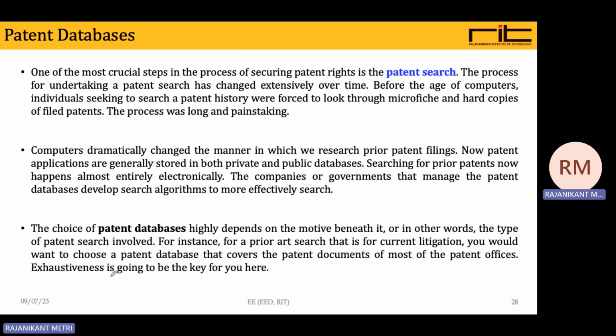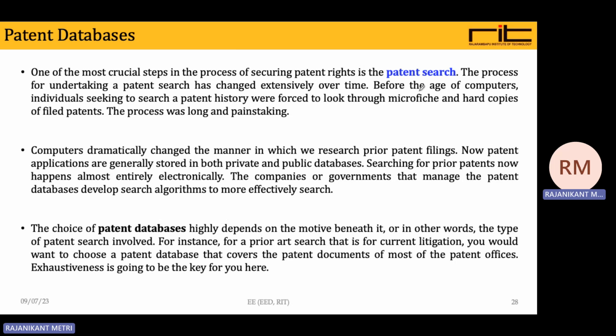Now comes the patent database. So till now we have seen patent information. Now the patent database. One of the most crucial steps in the process of securing patent rights is the patent search. Because to get the patent rights, first you need to do the patent search. And the process for undertaking a patent search has changed extensively over time.